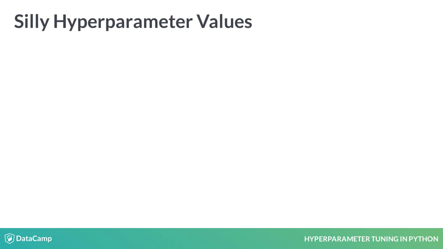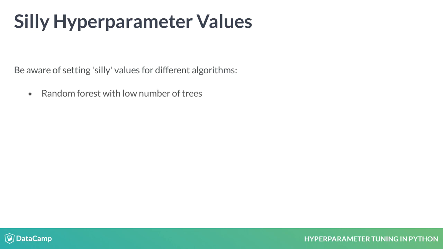There are also values for different hyperparameters that may be valid, but are very unlikely to yield good results. Some examples of this are having a random forest algorithm with a very low number of trees. Would you consider it a forest if it had only 2 trees? How about 5 or 10? Still probably not. But at 300, 500, 1,000 or more, that is definitely getting there.